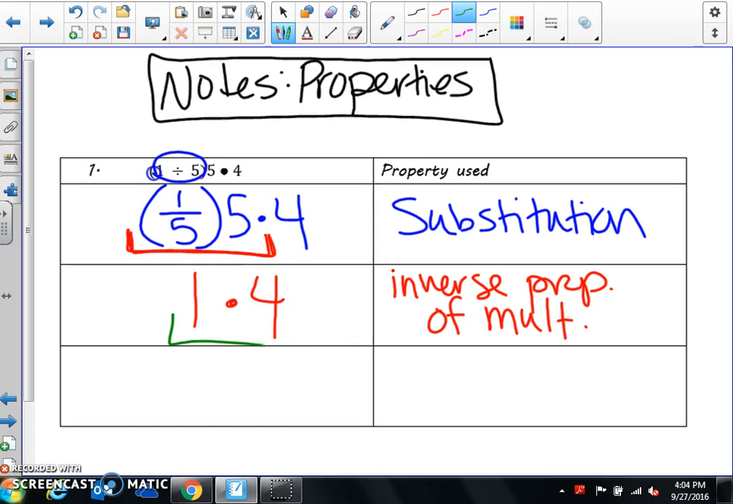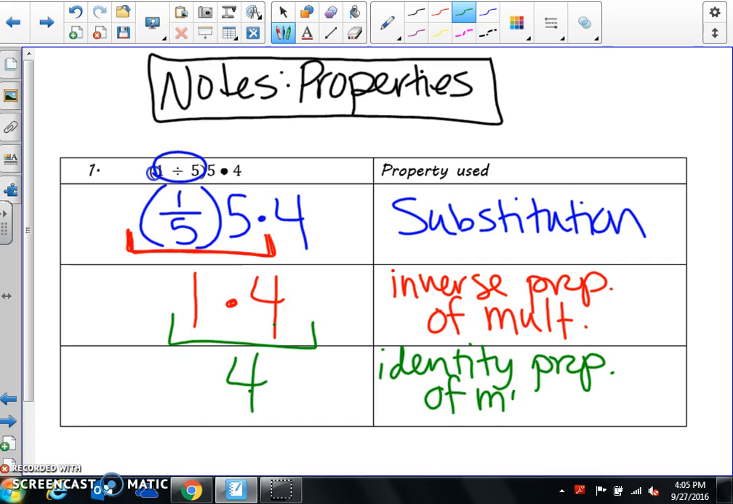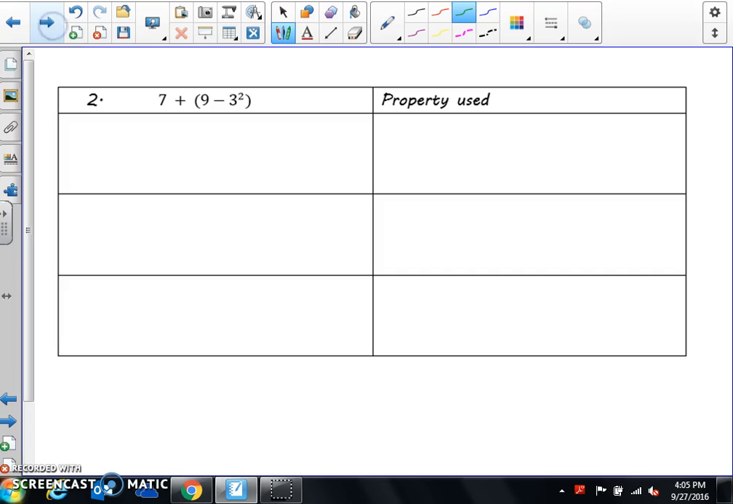Okay? And then 1 times 4 is 4. Did 1 get to keep its identity? No. Did 4 get to keep its identity? Yes. So this is the identity property of multiplication. Done. Next one. All right, our first step according to order of operations is this 3 squared.